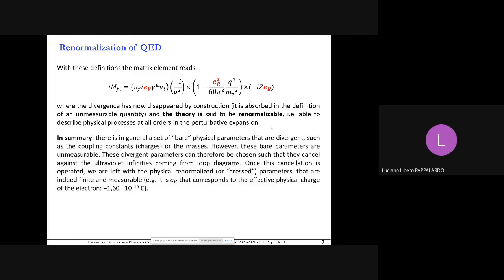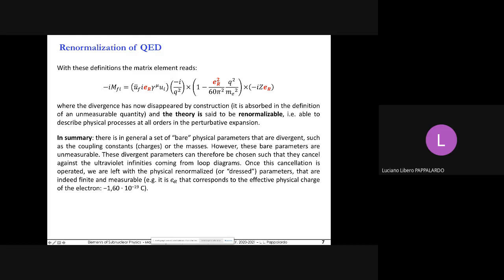Let me summarize, because this is, of course, a quite complicated subject. What we have done: there is, in general, a set of bare physical parameters that are divergent, such as the coupling constant, the charges, or the masses. However, these bare parameters are unmeasurable, and these divergent parameters can therefore be chosen in such a way that they cancel against the ultraviolet infinities coming from the loop diagrams. Once this cancellation is operated, we are left with the physical renormalized, or if you like, dressed parameters that are finite and measurable.